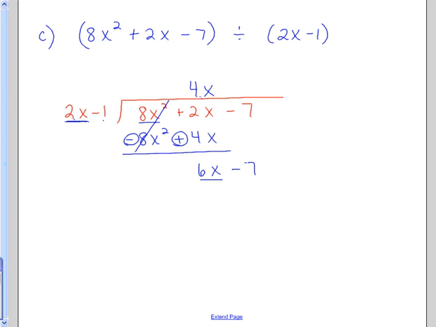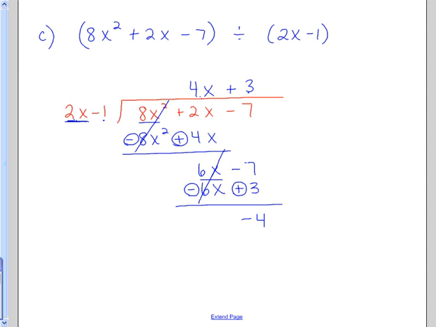2x into 6x. What times 2x would equal 6x? Positive 3. 3 times 2x is 6x. 3 times negative 1 is negative 3. Change the signs. Negative, positive. The 6x's subtract out. Negative 7 plus 3 would be negative 4.